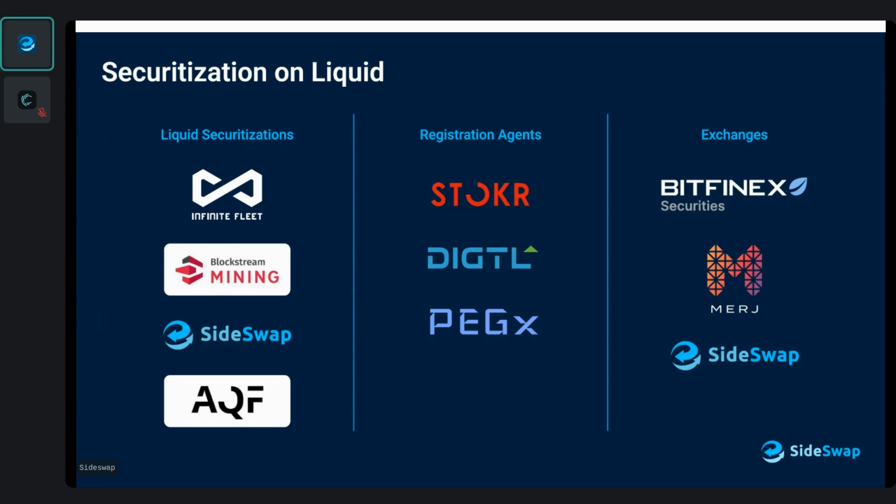PegX is a subsidiary of SideSwap, and it is able to assist with registry management, but it can't help you set up the legal structure around the issuance, such as Digital and Stoker, who can provide the entire package for you. The different exchanges that support Liquid right now are Bitfinex Securities and the Merge exchange. Digital also has a marketplace, which I should mention. All of these are custodial exchanges where you need to pre-deposit your securities with them prior to trading, and then you can withdraw. On SideSwap, we obviously offer non-custodial swaps, so that anyone can list their assets without having to go through a registration process with an exchange. So it's open access, basically.